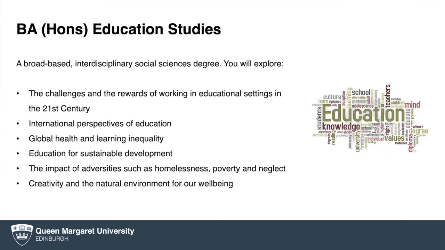So we talked a lot about the education primary program. I'm a program leader for the education studies program. And in this program, it's basically what I've said here, an interdisciplinary social sciences degree. And what does that mean? So basically you're looking at education from a historical point of view, from a philosophical point of view, from a psychological point of view, from a sociological point of view. So you're really coming at it from very different perspectives.